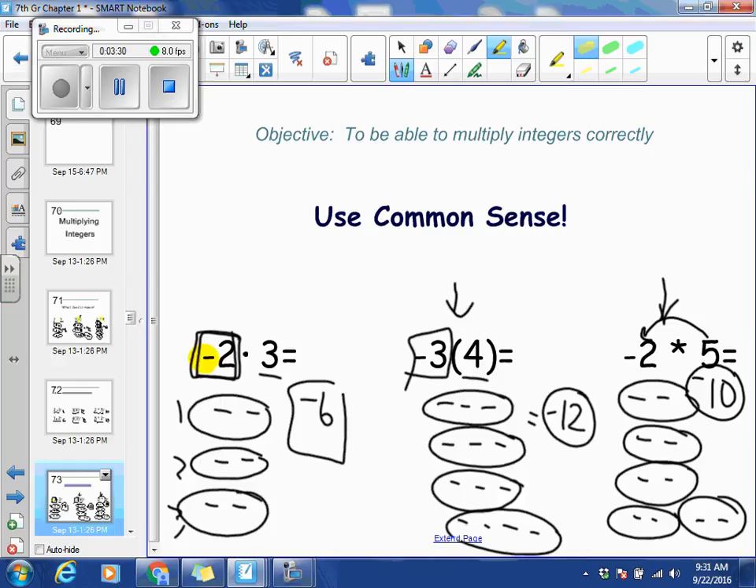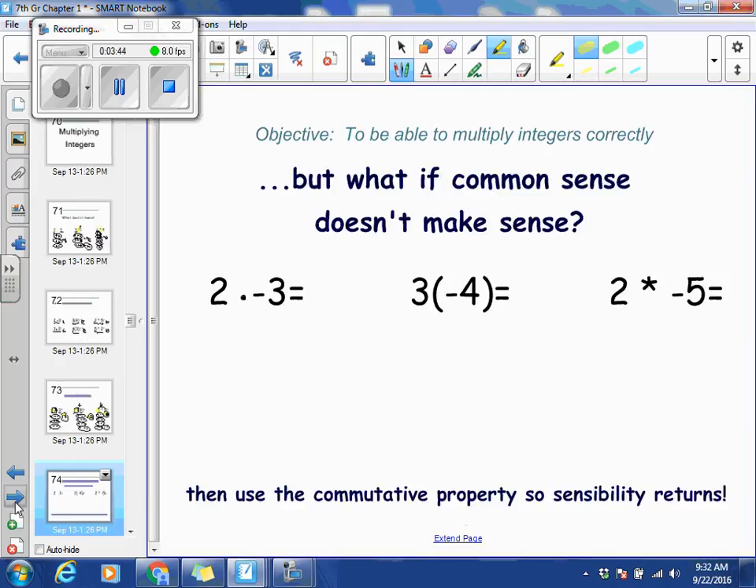All right, notice in each of these problems, we were multiplying 1 negative and 1 positive. 1 negative, the 4 is positive. 1 negative, the 5 is positive. And each time, we ended up with a negative answer. So, using common sense. All right, but what if common sense doesn't make sense?